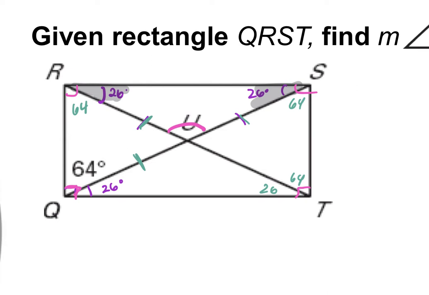Add those together. 26 plus 26 is what? 52, and then subtract it from 180, because that's the angle we're looking for. And you get 128. I feel like what I did was easier. What did you do? 64 on the other thing, and then I knew that I added up to 180, so I added 64 to 64, and then I subtracted.